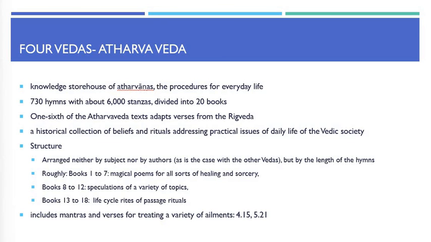Roughly, books 1 to 7 deal with magical poems for all sorts of healing and sorcery. Books 8 to 12 deal with speculations on a variety of topics. Books 13 to 18 deal with life cycle rites of passage rituals. Atharva Veda includes mantras and verses for treating a variety of ailments. See for example verse 4.15, 5.21, etc.